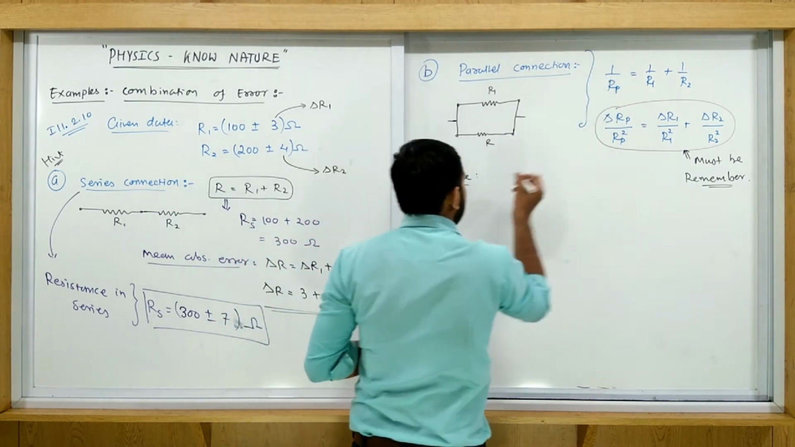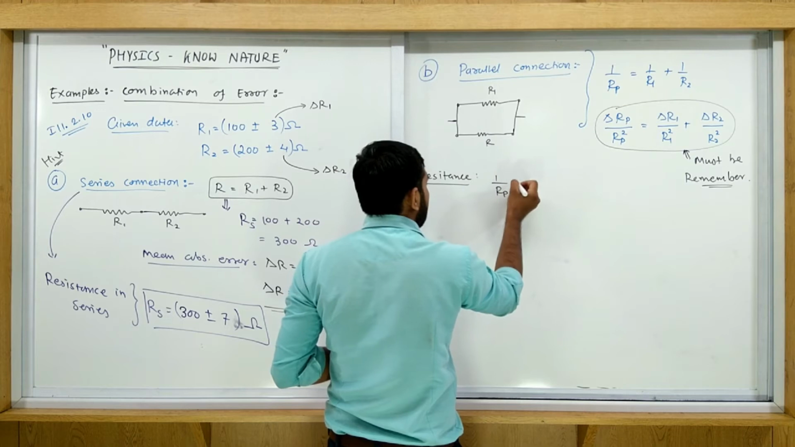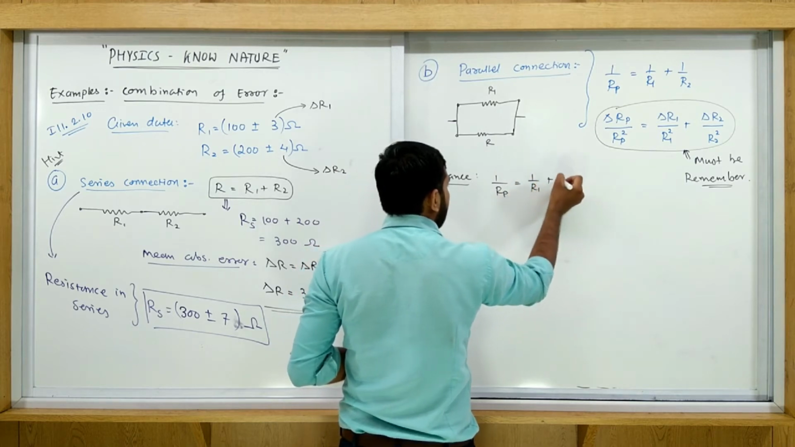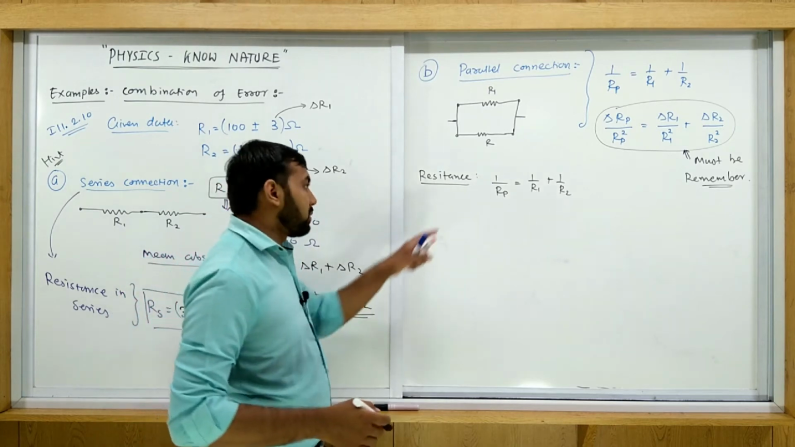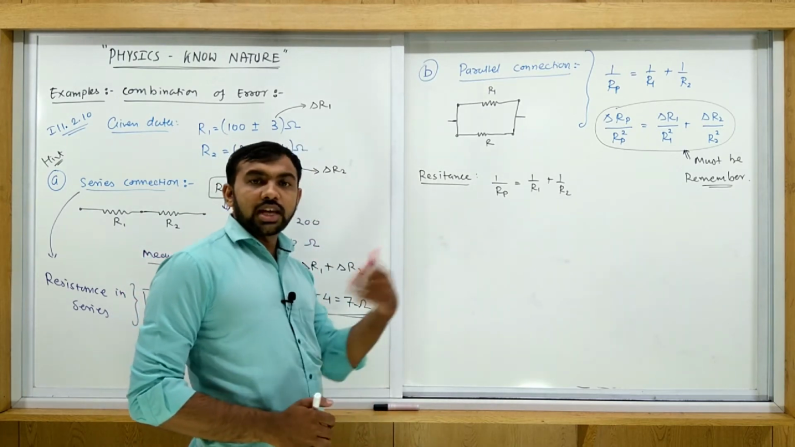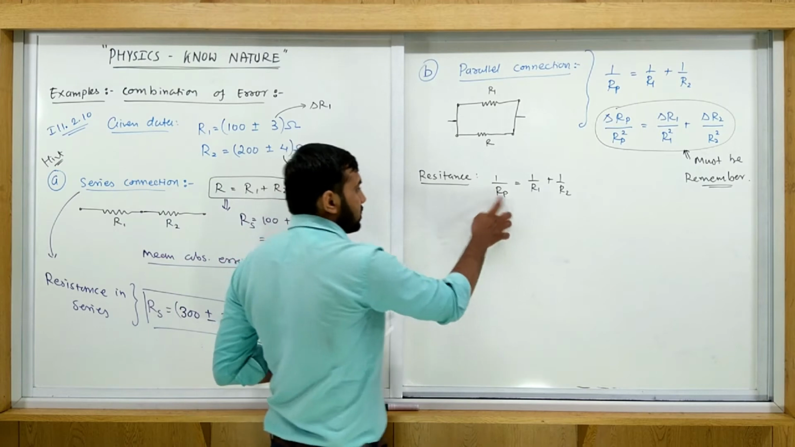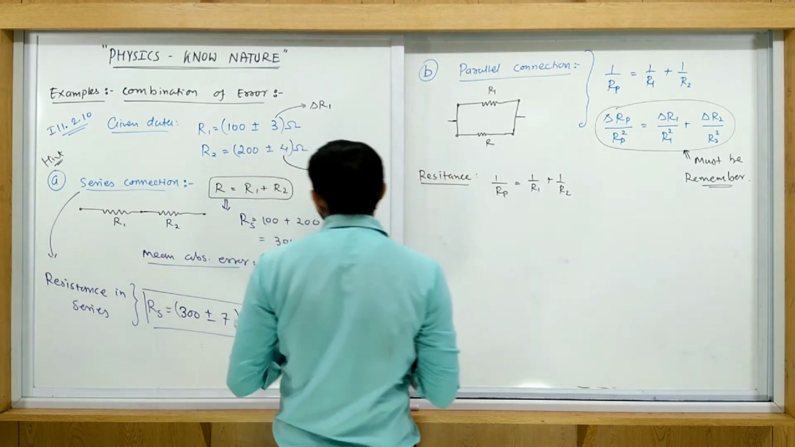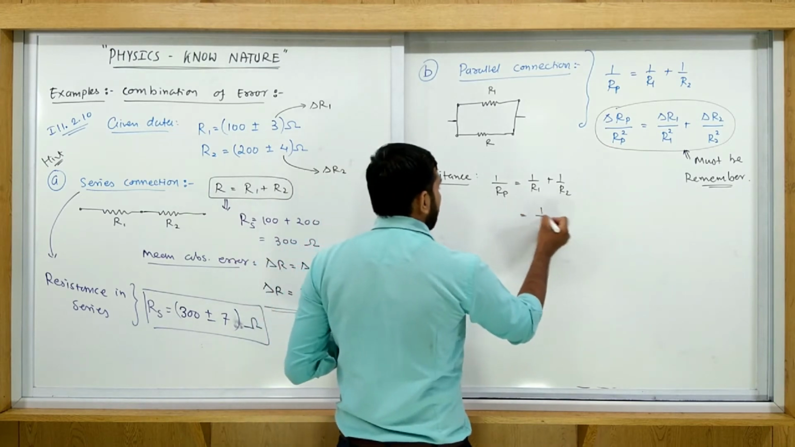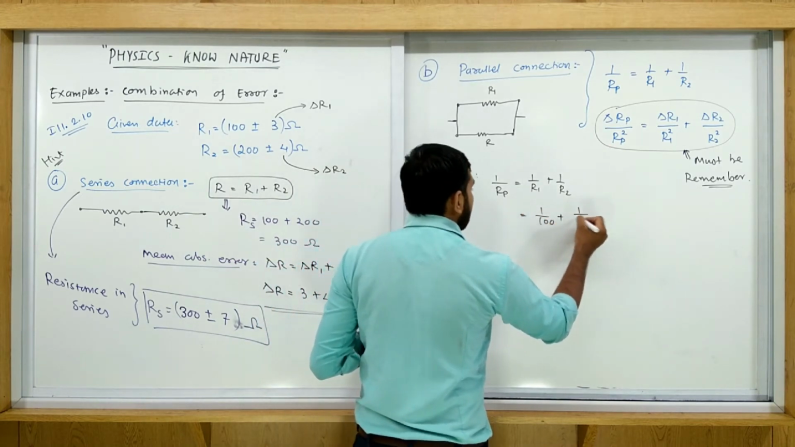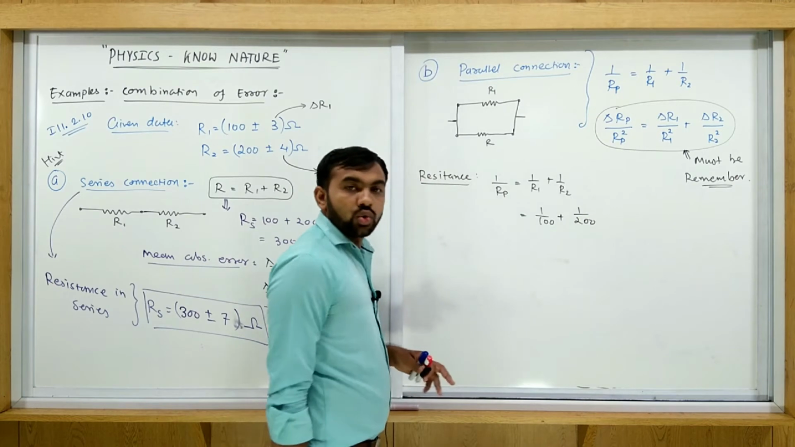So from this relation, 1 upon Rp is equal to 1 upon R1 plus 1 upon R2. This Rp is a parallel resistance. Rp means the equivalent resistance in case of parallel connection. So use this one, Rp, and put in both values. R1 is 100, R2 is 200. So the answer is 1 upon 100 plus 1 upon 200.